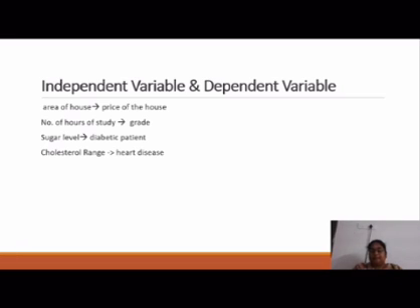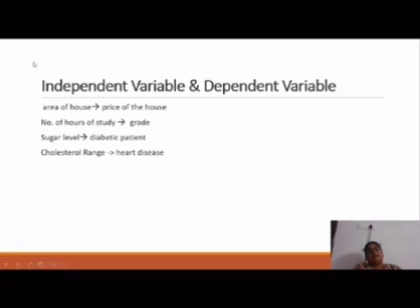Could you not find it? Ma'am, in area of house, the price of the house is the dependent variable, ma'am. Number of houses. Price is dependent on what? Like area of the house, ma'am. So which is independent and which is dependent? Area of the house is independent. Price of the house is dependent, ma'am.